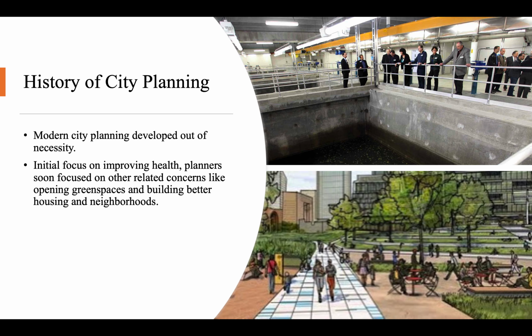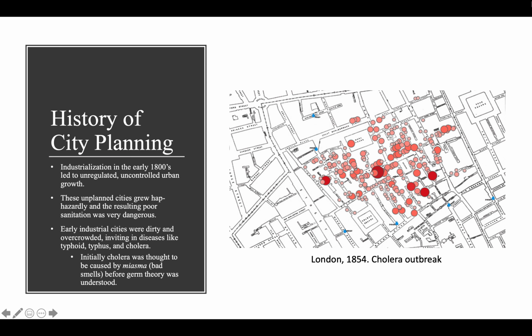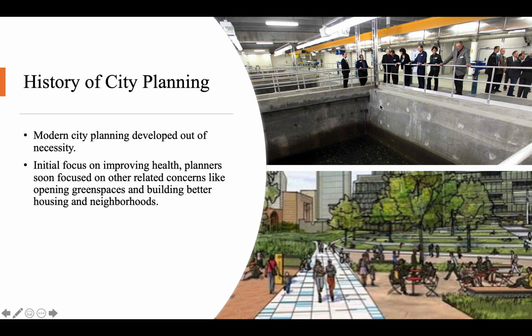So modern city planning developed out of necessity. So after all this happened, it was decided that a central sewage system was necessary and city planning became the norm. So there was an initial focus on improving health, but planners soon focused on other related concerns like opening up green spaces and building better houses and neighborhoods for residents.